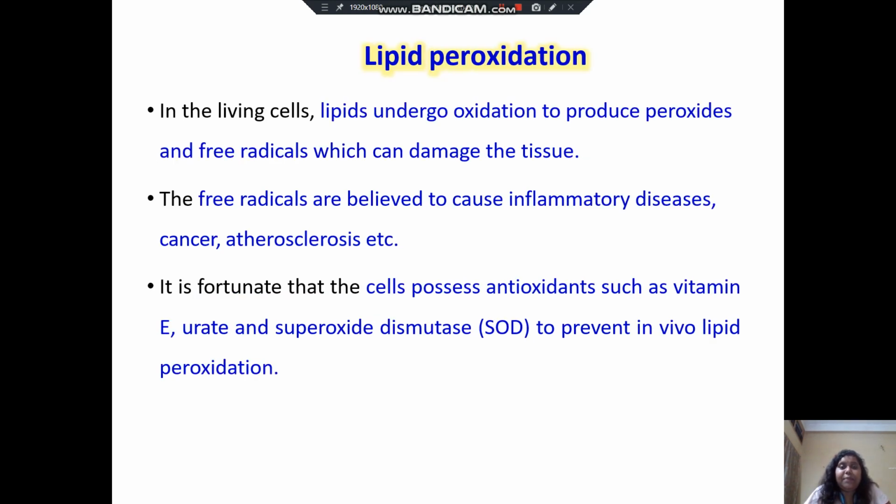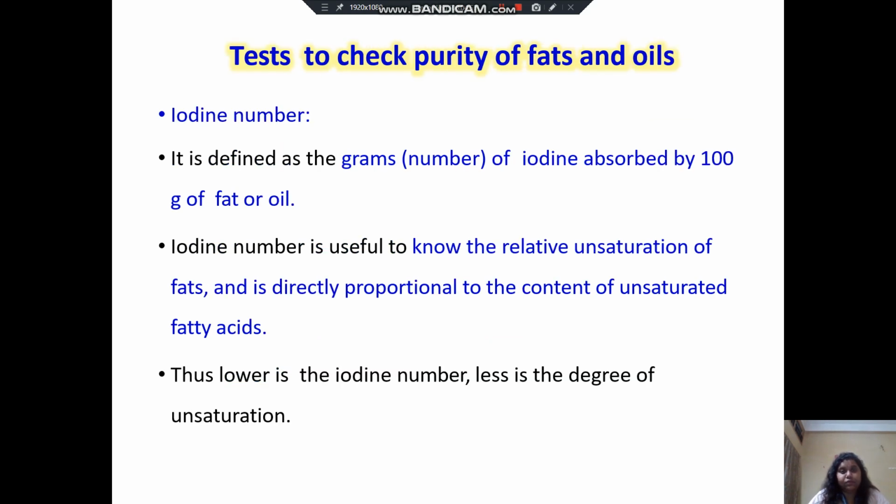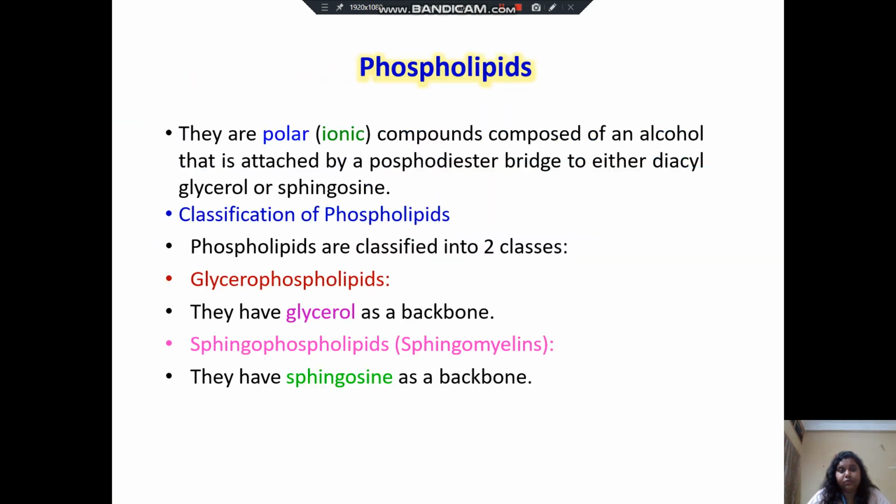Now, what is lipid peroxidation? In living cells, lipids undergo oxidation to produce peroxides and free radicals which can damage the tissue. The free radicals are believed to cause inflammatory diseases, cancer, atherosclerosis, etc. It is fortunate that the cells possess antioxidants such as vitamin E, urate, and superoxide dismutase, that is SOD, to prevent in vivo lipid peroxidation.